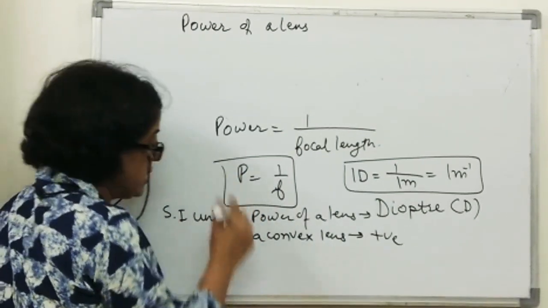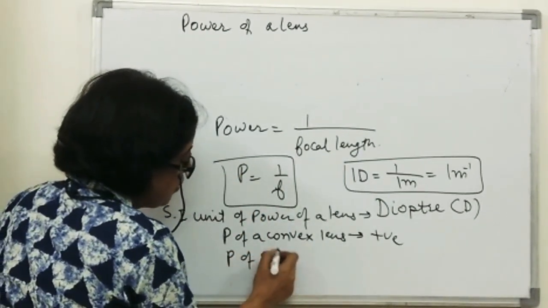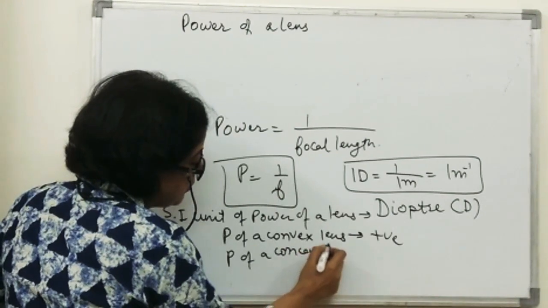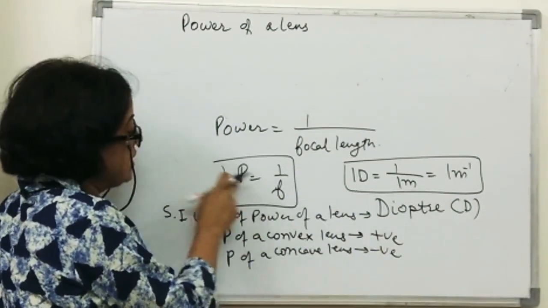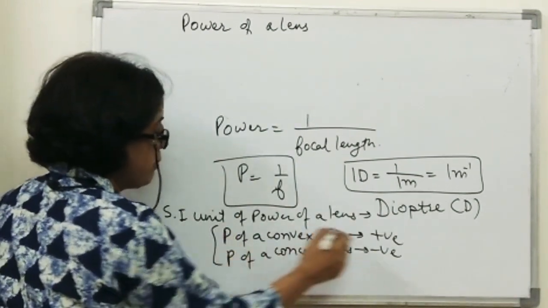So power of a convex lens is positive. Similarly, power of a concave lens will always be negative, because focal length of a concave lens is negative, so power is negative. So this is also to be remembered.